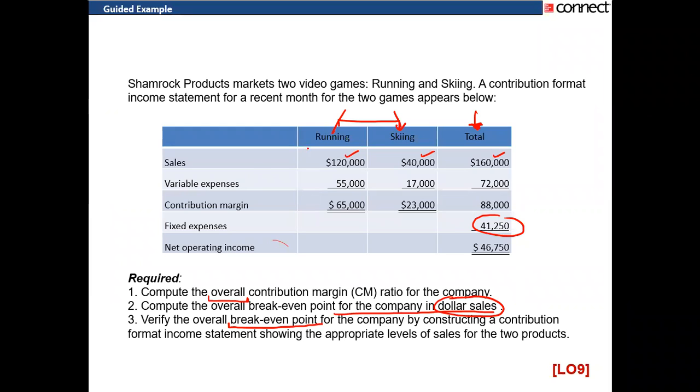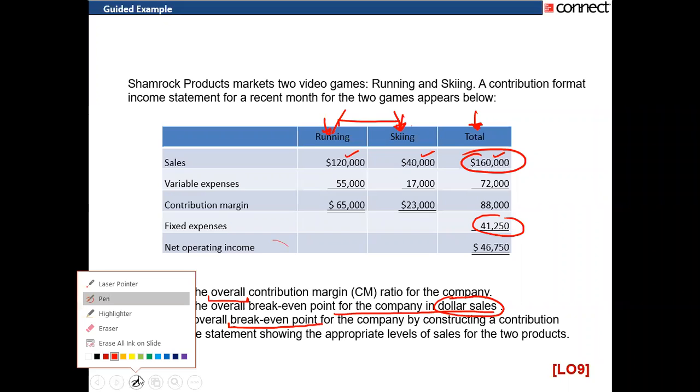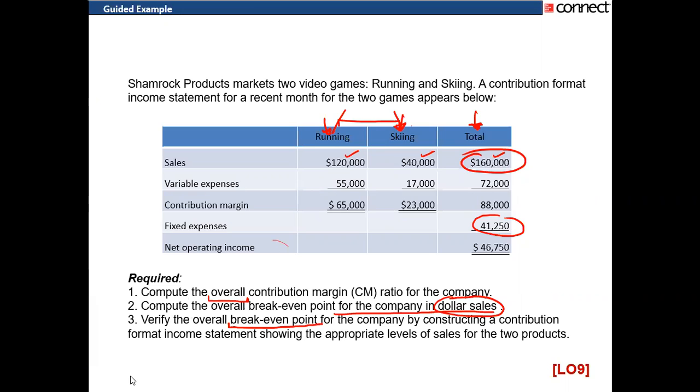First of all, we'd like to check that out of the 160,000 actual sales dollars, how much sales is coming from the running video game and how much sales is coming from the skiing video game. Find out the proportion of the contribution of sales by each product. Find out this. The running video game is contributing how much of total sales, and the skiing video game is contributing how much of total sales?